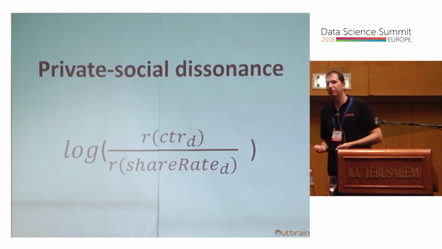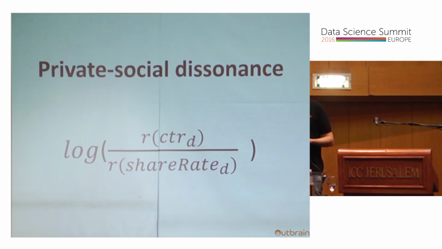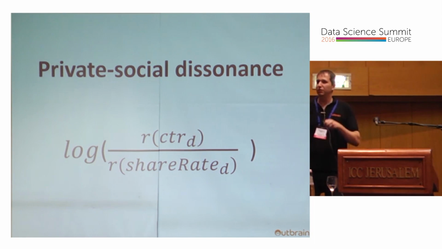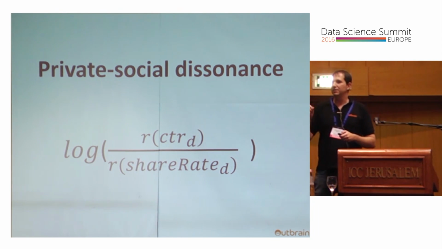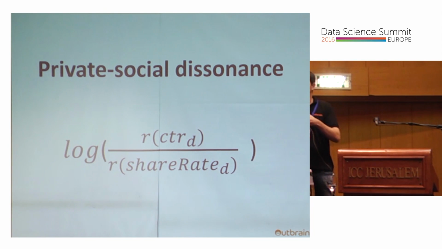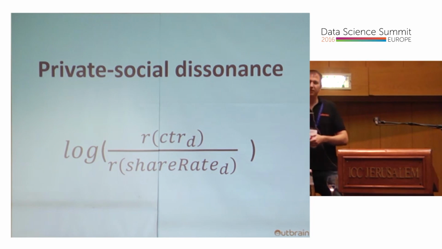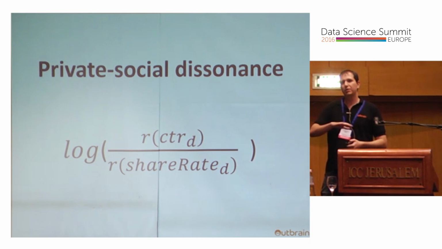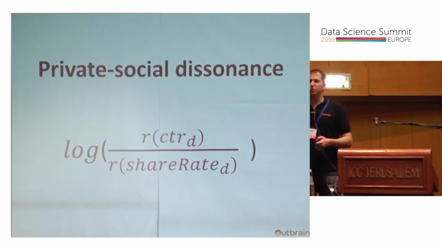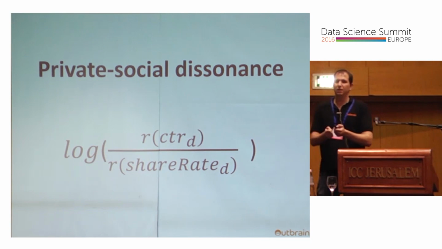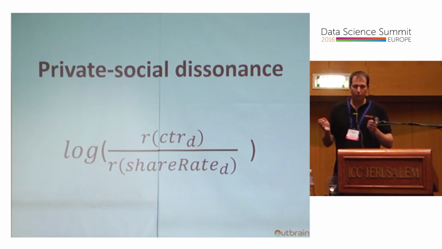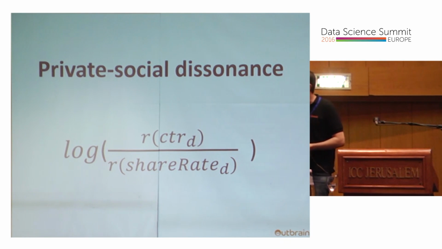So we defined something which is referred to as the private versus social dissonance. It is the ratio between the CTR that an article gets on the Outbrain widget and the share rate that that article receives. And the R that you see outside of the parentheses basically standardizes each article in relation to its publisher, because some publishers have, on average, higher share rates, some have lower, some have higher CTR rates, and so on. So everything that you see here allowed us to do it across 200 publishers into one metric that combines everything into one number. And we do the log for that in order to deal with outliers.